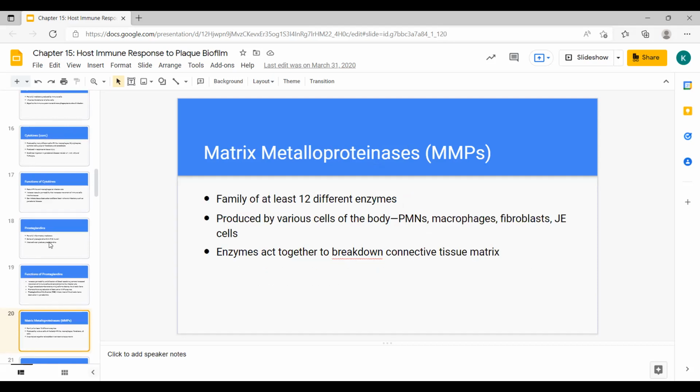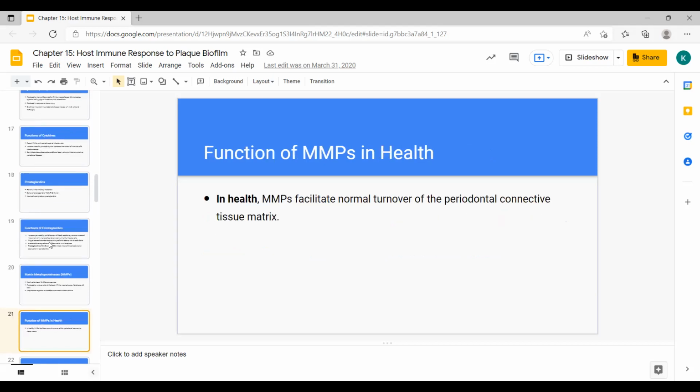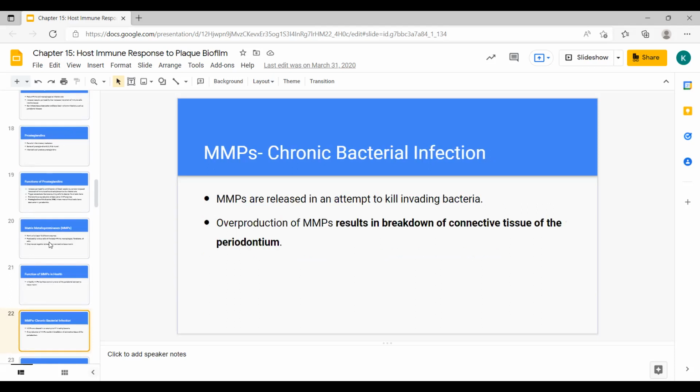Okay, so our MMPs, this is a family of at least 12 different enzymes produced by various cells of the body. Again, our PMNs, macrophages, fibroblasts, and junctional epithelium cells. The enzymes act together to break down the connective tissue matrix. In health, MMPs facilitate normal turnover of periodontal connective tissue matrix. MMPs are released in attempts to kill invading bacteria, but it's the overproduction of the MMPs that results in breakdown of connective tissue of the periodontium.